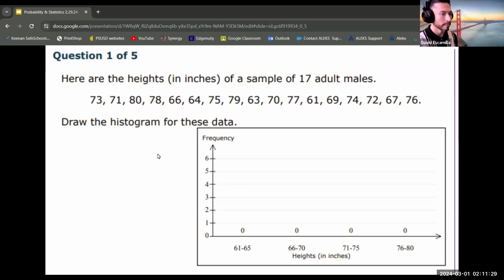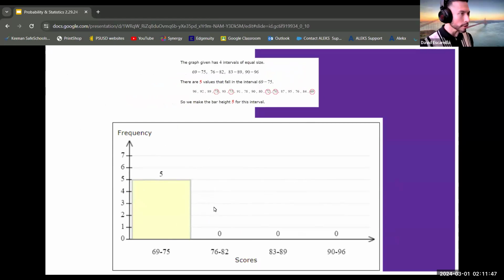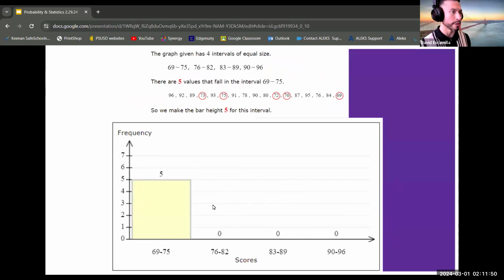All right, I'm going to change the screen. And after the question, you had this histogram space to draw the data. So we're going to start by analyzing the information that we were given. From the numbers that we just reviewed, hopefully everybody has those numbers on a piece of paper, we do have 4 intervals of equal size.